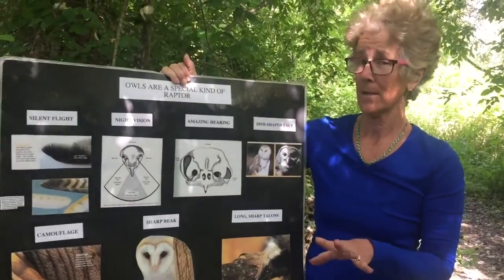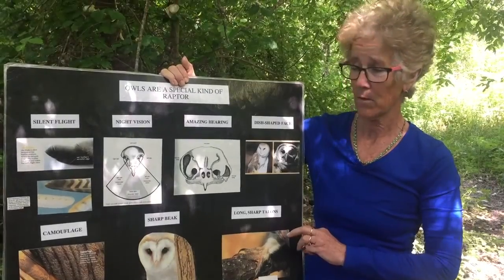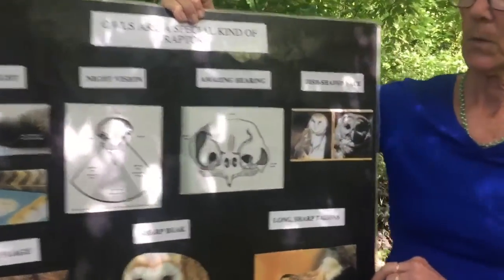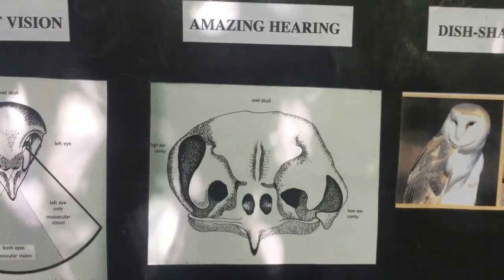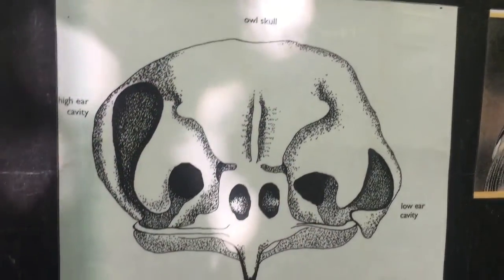Another really amazing adaptation of owls is their sense of hearing. They can hear better than almost any creature on Earth. In fact, someone who did an experiment put an owl in a room completely black with mice, and the owls had no trouble finding the mice. It wasn't their eyesight, it was their hearing.